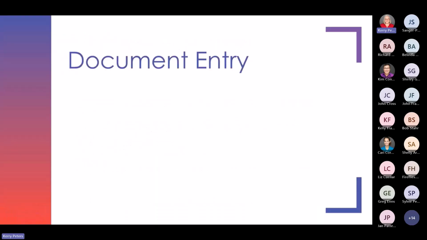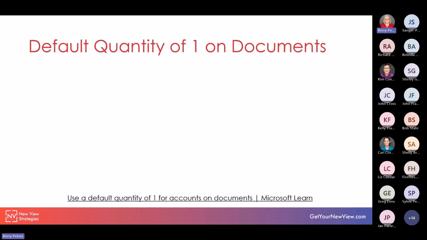Next, I'd like to talk about an improvement around document entry. And note that this is for sales and receivables as well as purchase and payables. It's the ability to default a quantity of 1 on documents. And I'd like to show this with a short video.